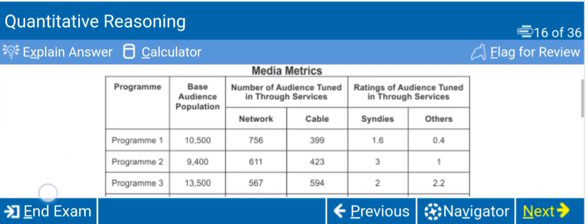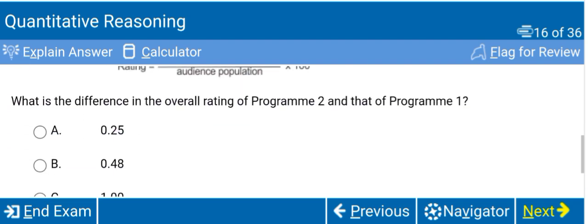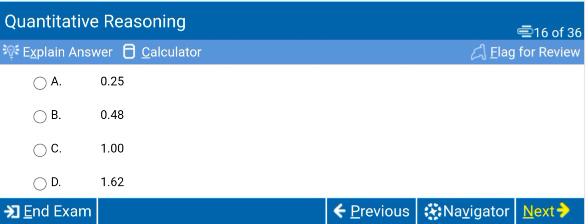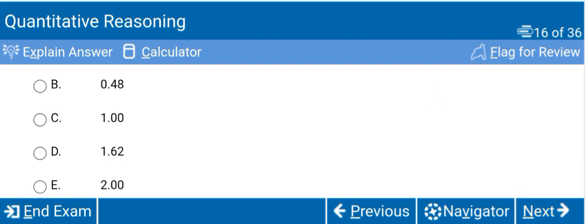Next, with the same information, the question is, what is the difference in the overall rating of program 2 and that of program 1? Option A 0.25, option B 0.48, option C 1.00, option D 1.62, and option E 2.00.